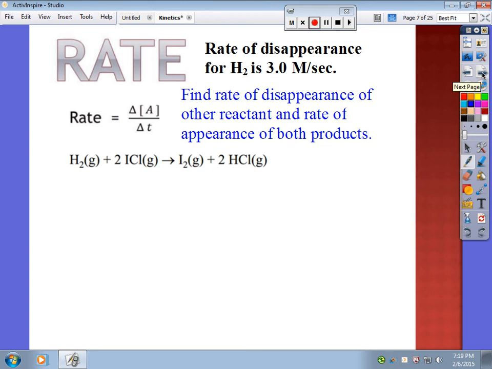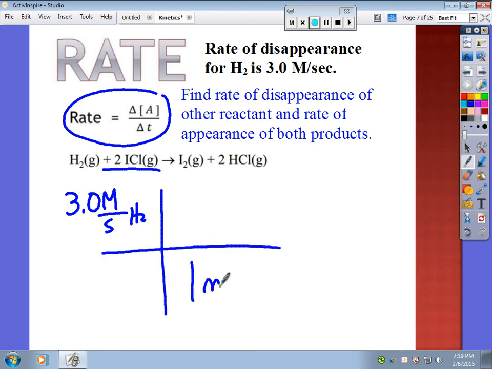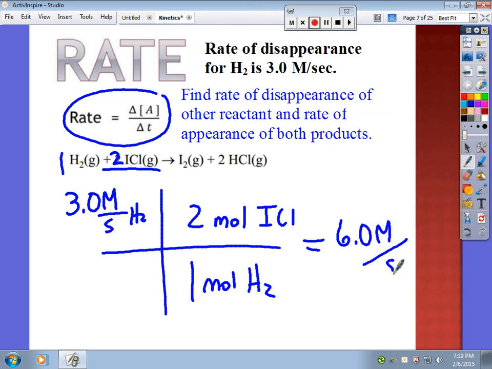Now, let's say I found the rate of disappearance for hydrogen. I did a problem using the rate equation. And I found that hydrogen is disappearing at a rate of 3 molarity per second. So I've got 3 molarity per second that hydrogen is going away. And I want to find out how fast this is going away. So to do that, I'm going to use my stoichiometric relationship, my coefficients, and 1 mole of hydrogen is disappearing while 1 mole of ICl is disappearing. And we already said that it's disappearing twice as fast, and so indeed it is. It's disappearing at a rate of 6 molarity per second.